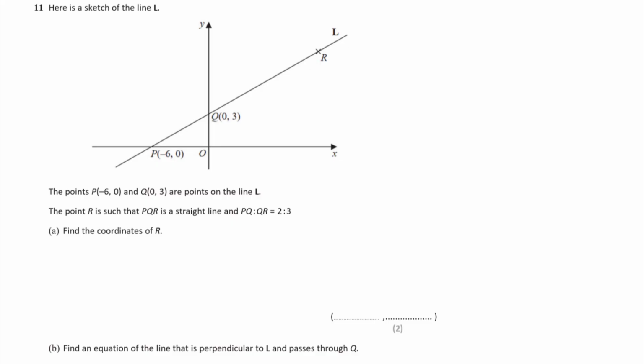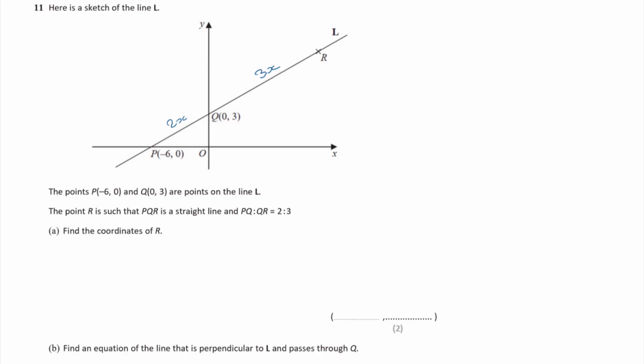Here is a sketch of the line L. The point P at -6, 0 and Q at 0, 3 are points on the line L, and you can see they've been marked on the diagram. The point R is such that PQR is a straight line, so in other words R is further along the line L. PQ to QR is in the ratio of 2 to 3. So for every 2 units we've got here, we've got 3 units up here, haven't we? Find the coordinates of R.